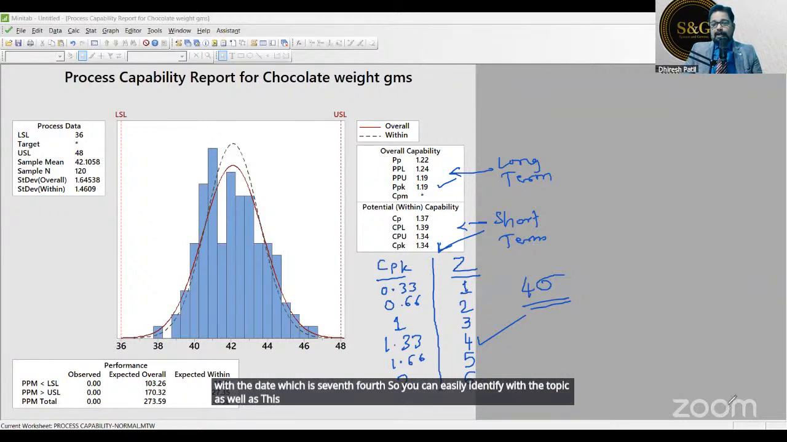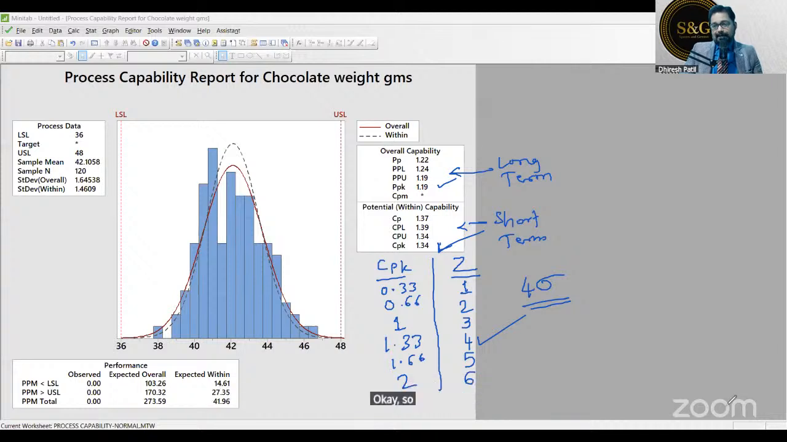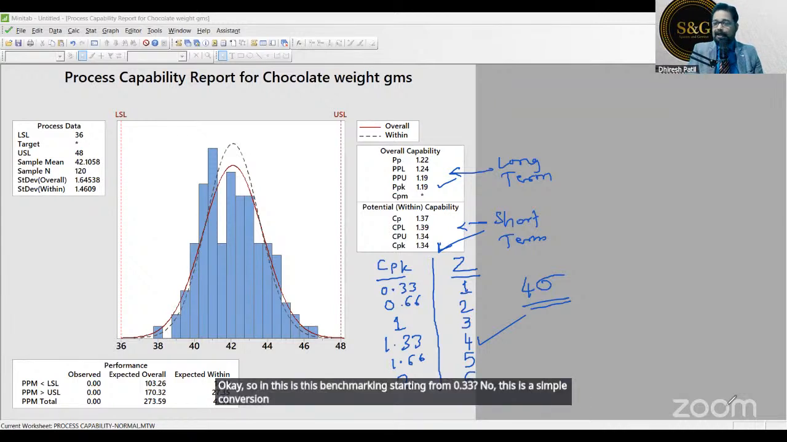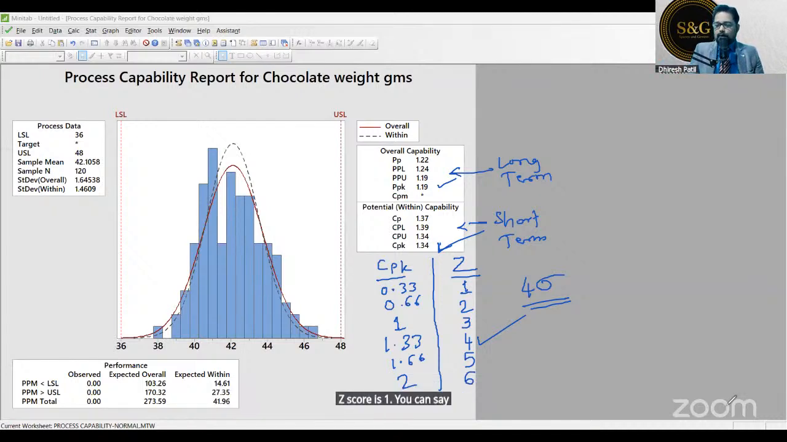Okay, so in this, is this benchmarking starting from 0.33? No, this is a simple conversion table. You can use this simple conversion table. Cpk 0.33, Z score is 1. You can say this is a benchmark only. That's why we always call it Z bench value. Z bench.